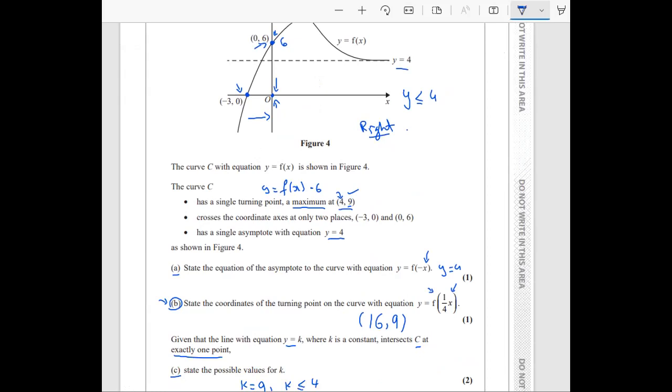Try thinking about the concept. Why is it like that? Because our turning point still would be 4, 9, but in order to get 4 here, you need to multiply 1 by 4 with 16. And if it was 1 by 3x, in order to get 4 here, you need to multiply it with 12. So x would be 12 in that case, right? This is why we multiply. And let's say if it was 2x, then you would make it half, right? Exactly. Excellent, very good. Okay, well done.